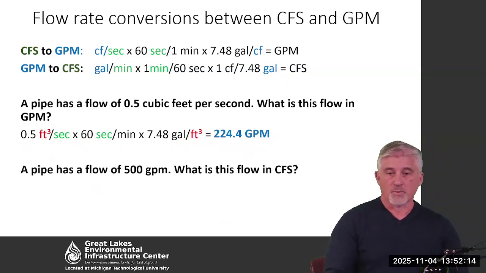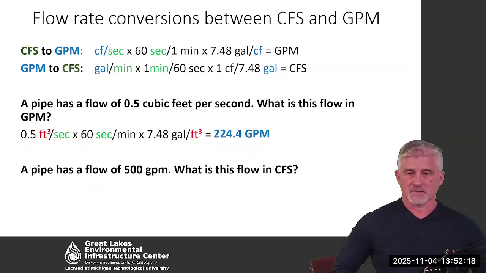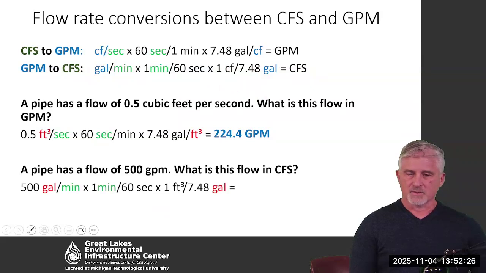So now, if we have a pipe flow of 500 gallons per minute, we want to know what it is in CFS. We're going to enter our numbers into the conversion here. We'll take our 500 gallons per minute, multiply by a minute per 60 seconds, and then multiply it by 1 cubic foot per 7.48 gallons. And we'll have an answer that's in cubic feet, 1.11 cubic feet per second.